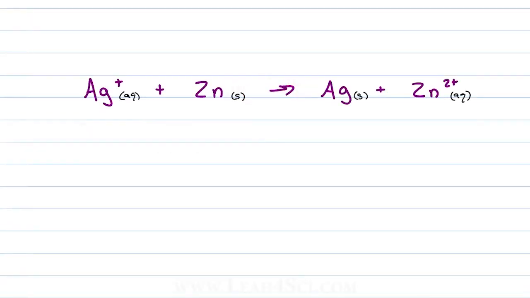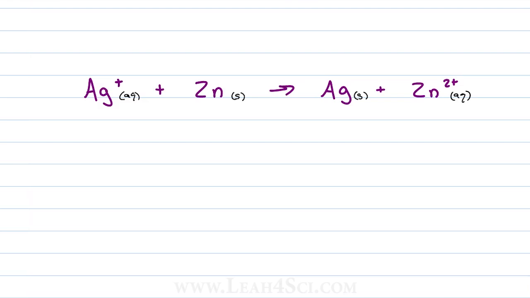Say you're asked to balance the following equation: Ag+ aqueous plus Zn solid goes to Ag solid plus Zn2+ aqueous. Up to this point, we've only been balancing the atoms. But if we look at this from the atomic perspective, we have 1 Ag and 1 zinc going to 1 Ag and 1 zinc. It looks balanced.